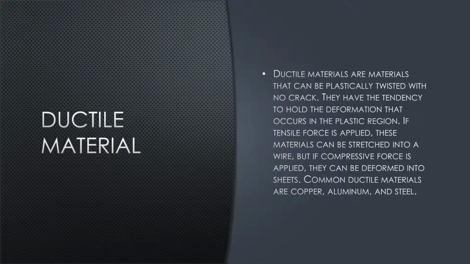But first, I'm going to explain about ductile material. Ductile materials are materials that can be plastically twisted with no crack. They have the tendency to halt the deformation that occurs in the plastic region. If tensile force is applied, these materials can be stretched into a wire, but if compressive force is applied, they can be deformed into sheets. Common ductile materials are copper, aluminum, and steel.